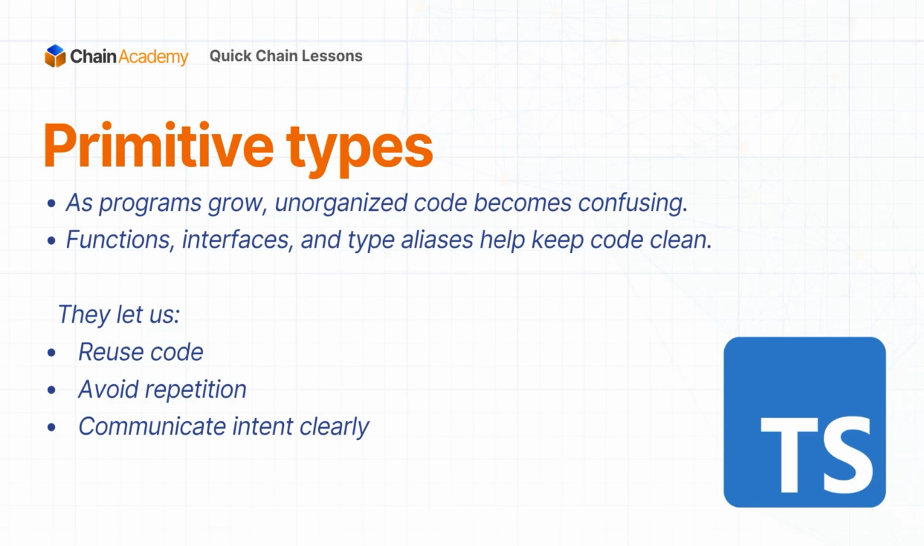They let us do three powerful things. Number one is to reuse code, so we don't have to keep writing the same thing over and over again. Number two is avoid repetition, which reduces bugs and keeps our programs efficient. And number three, communicate intent clearly, meaning anyone who reads your code immediately understands what it's supposed to do. So, in this part of the lesson, we will explore how these features help us write code that scales. Code that is not just working today, but also stays manageable tomorrow.